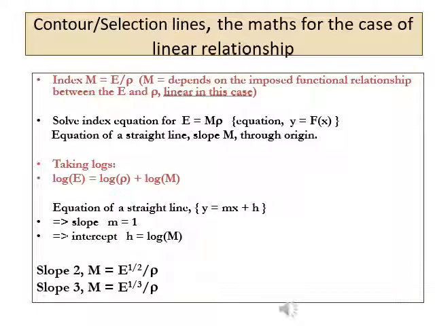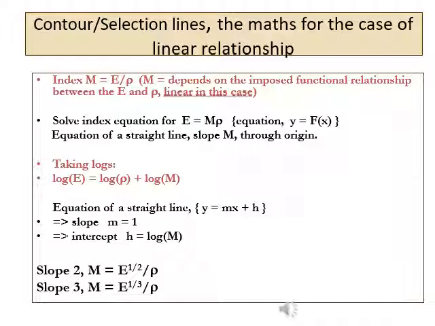Contour or selection lines. The maths for the case of linear relationship. Index M equals E divided by rho. M depends on the imposed functional relationship between the E and rho. Linear in this case. Solve the index equation for E equals M rho, which is similar to the equation y equals x function. Equation of a straight line, slope M, through origin. Taking logs of this equation, you get log E equals log rho plus log M, where log M is the y-intercept.